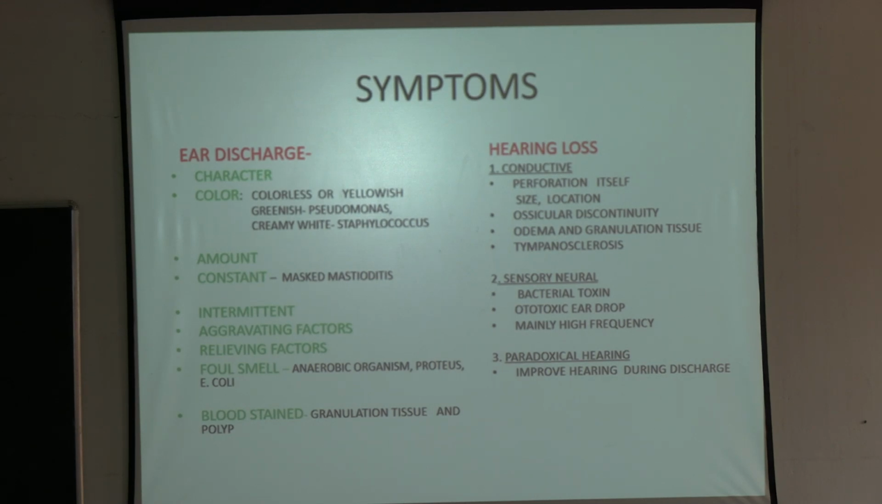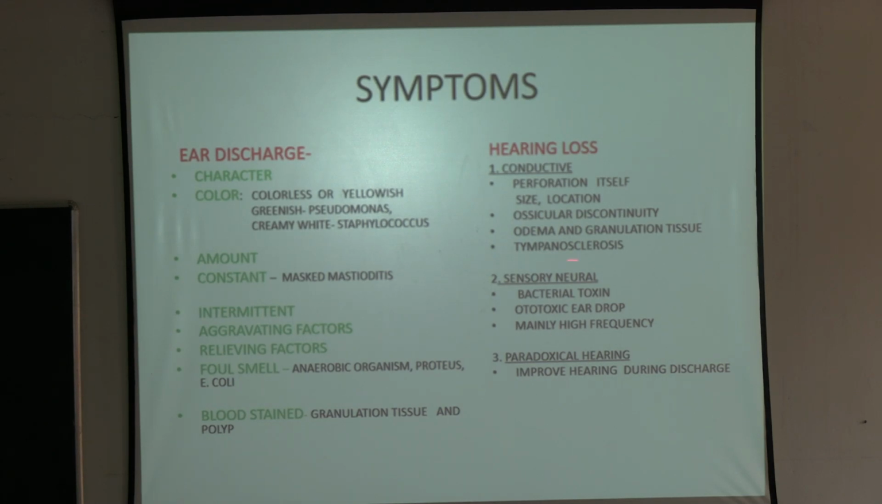Hearing loss, it is always a conductive type of hearing loss due to defect of middle ear conduction system. Due to perforation itself, size and location of perforation is important for conductive loss. Ossicular discontinuity due to ossicular chain destruction, edema and granulation tissue and tympanosclerosis. All these cause degree of hearing loss. How much hearing loss you can encounter.